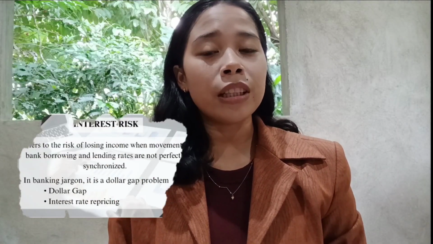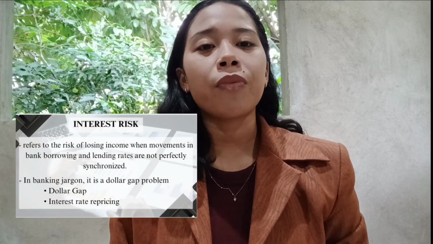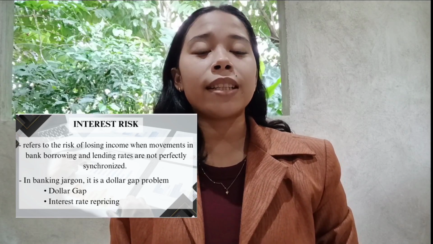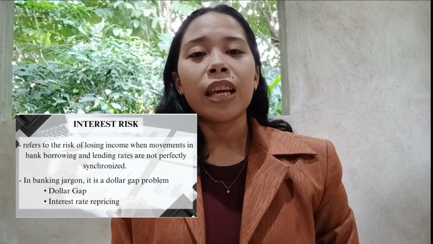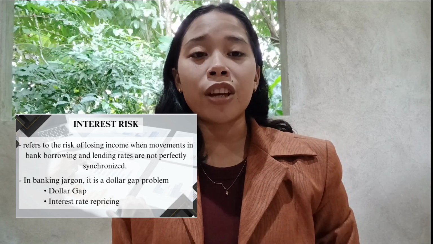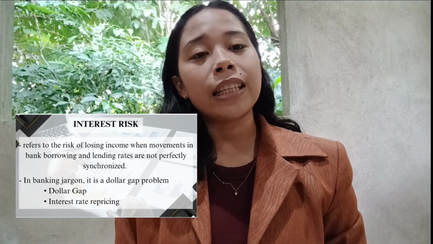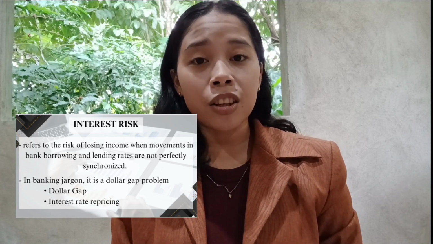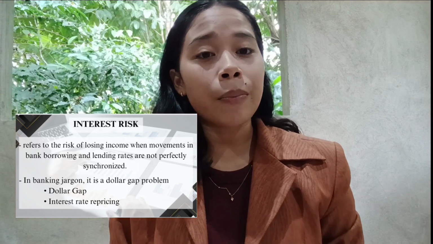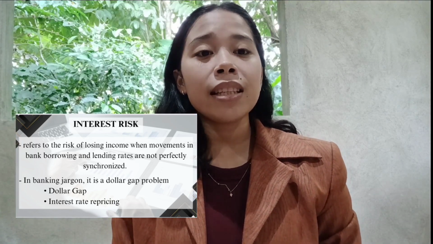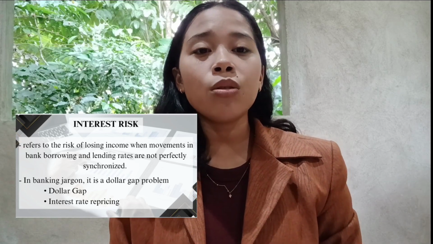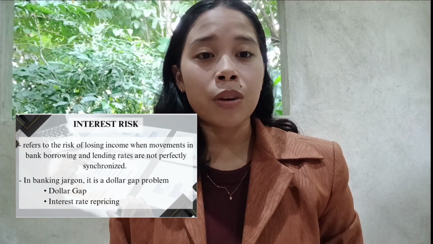Let's proceed to income risk and liquidity risk. Banks make money by lending out deposits at higher interest rates than they pay on those deposits. Income risk arises when interest rates on loans and deposits don't change simultaneously, creating a dollar gap. A dollar gap is a mismatch between rate-sensitive assets, or loans, and liabilities, or deposits. This gap can reduce profits if, for instance, loan rates rise faster than deposit rates.